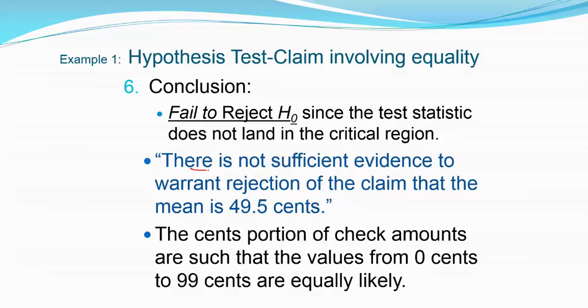To help you with the wording of your conclusion, make sure that you're using the flow chart that we discussed for this chapter. So you look at, does the claim involve equality, and this one did, and did you reject the null? And no, we did not. We failed to reject the null. So that helps you set up the appropriate wording.